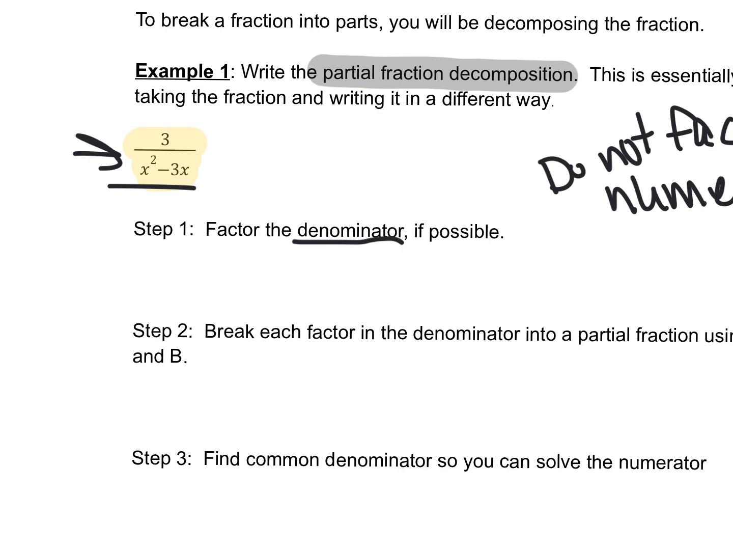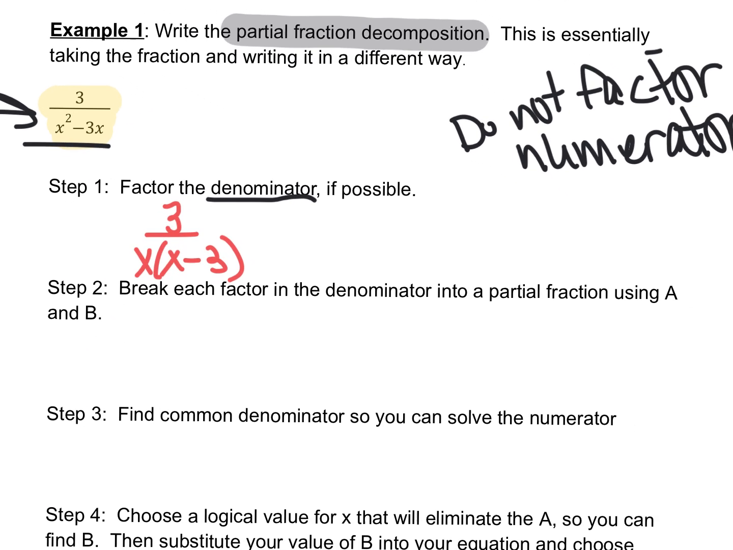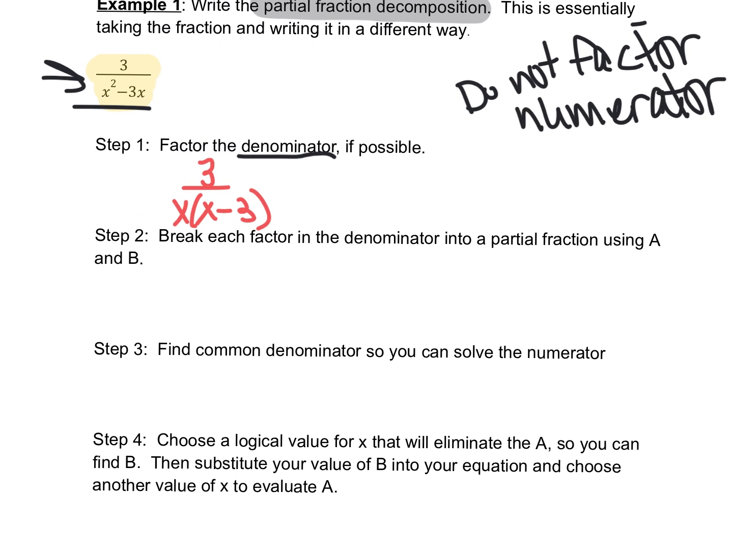And if we look at x squared minus 3x, we have a greatest common factor that we can take out. So the first step is going to be just to take out that x, and you're left with x minus 3. Okay. Step 2 is where we start creating these partial fractions, okay? So we are going to take what we just had. We have 3 over x times x minus 3.